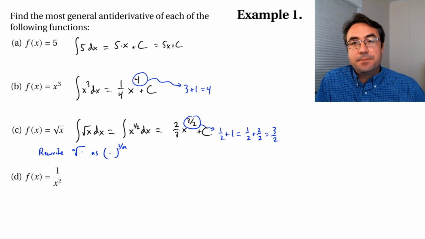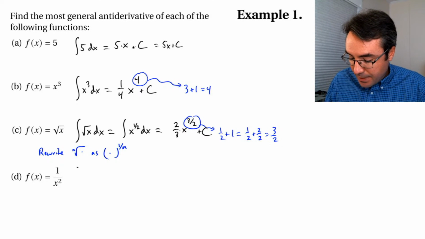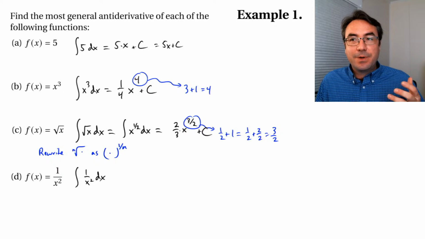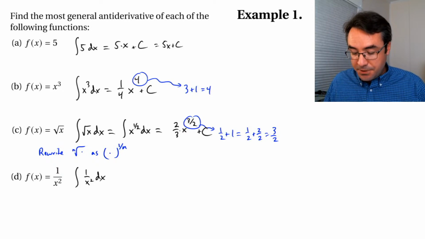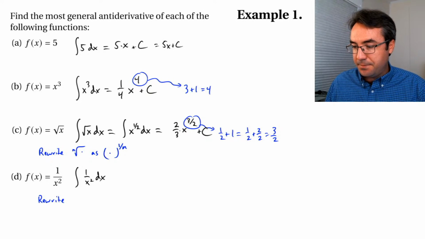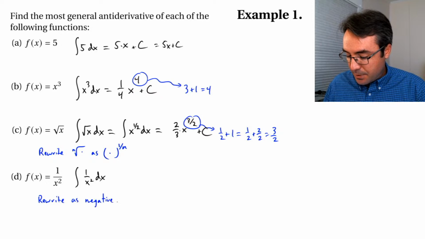All right, last one. We want to do the general antiderivative of 1 over x squared. So that means we want to integrate 1 over x squared. And just like for derivatives, when we have a fraction like this, we want to try to rewrite it, if possible, with a negative exponent. And that's what we're going to do. We're going to rewrite this as a negative exponent.